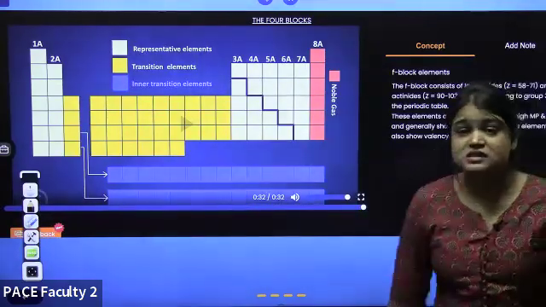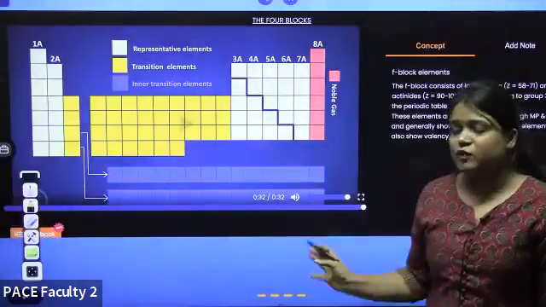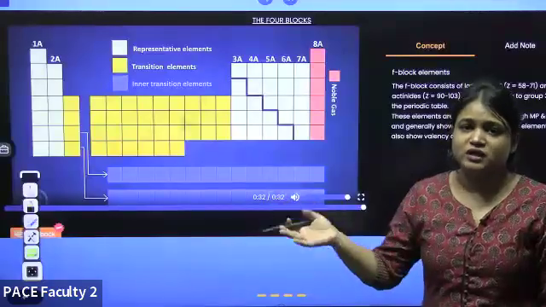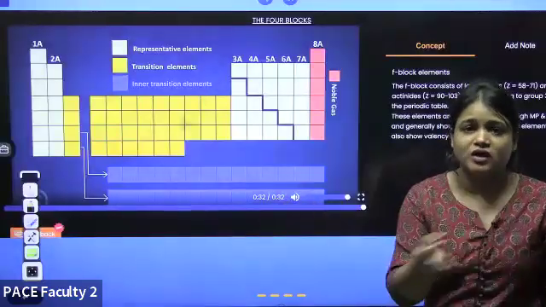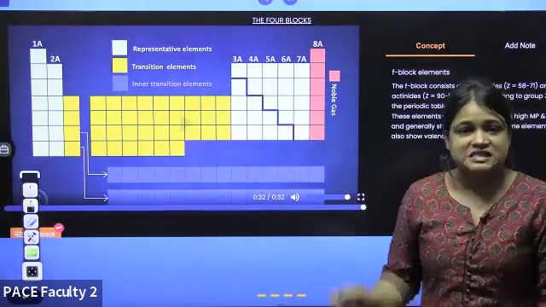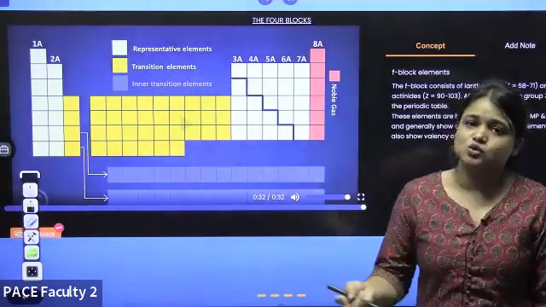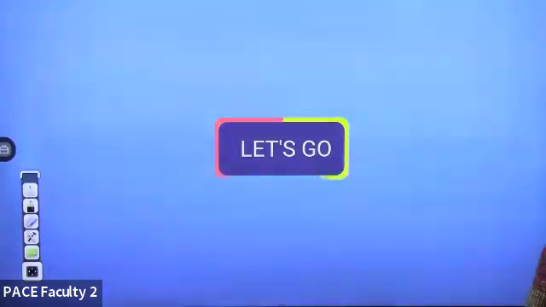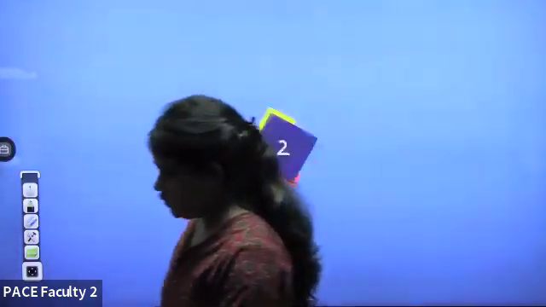They are heavy metals. Most of the F block elements, except till uranium, are man-made. They are all artificially synthesized. And their common oxidation state, common valency, is 3. But in some cases, they also show valencies of +2 or +4. All right, ready now? Questions are coming your way, class 11.